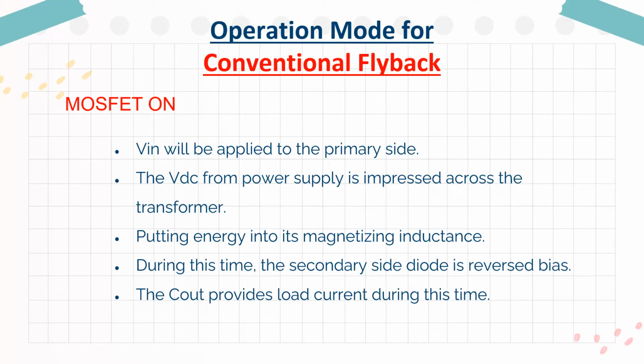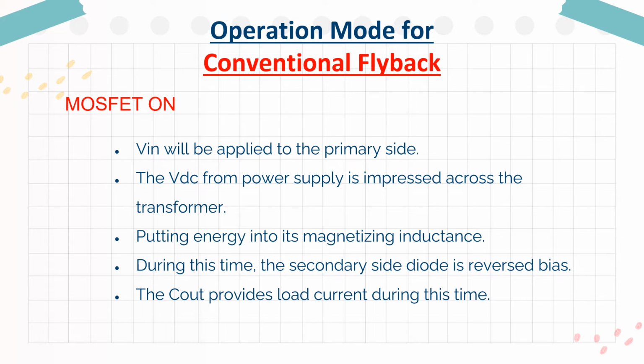Conventional flyback operation mode. When the MOSFET is turned on, the input voltage will be applied to the primary side of the transformer. The DC voltage from the power supply is impressed across the transformer, thereby putting energy into its magnetizing inductance and increasing the magnetizing current. During this time, the secondary side diode is reverse biased and the voltage applied to the diode is equal to the output voltage. The output capacitor provides load current during the on time.